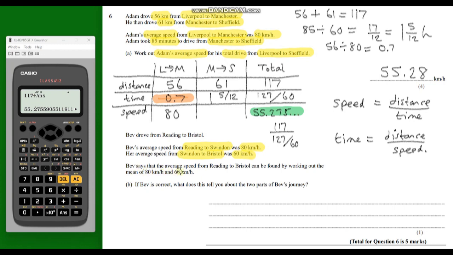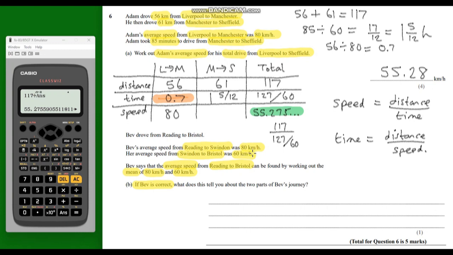Bev says that the average speed from Reading to Bristol can be found by working out the mean of 80 kilometers and 60 kilometers. If Bev is correct, what does this tell you about the 2 parts of the journey? So we're going from Reading to Swindon and then Swindon to Bristol. So there's 2 parts to the journey. The first part, she drove at 80 kilometers per hour. The second part, she drove at 60 kilometers per hour.